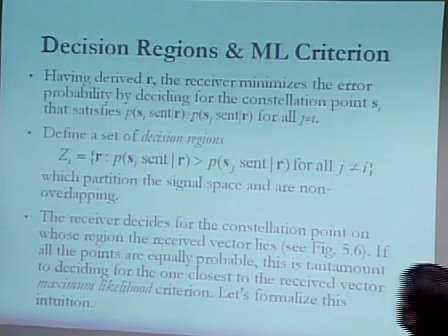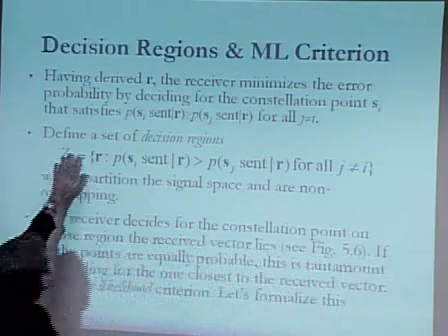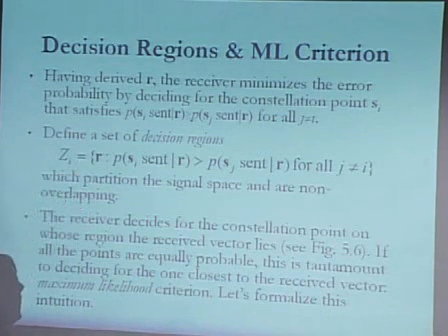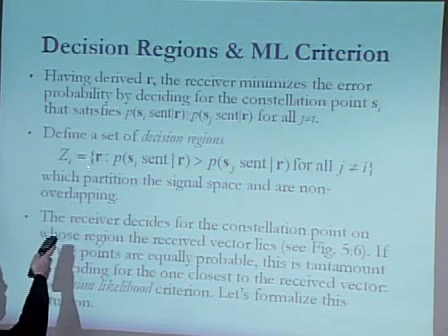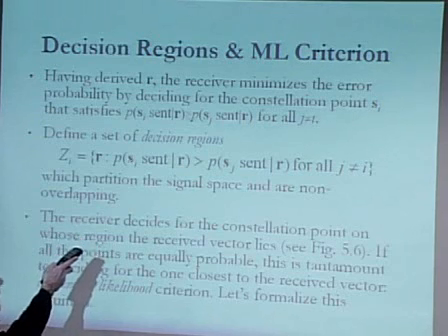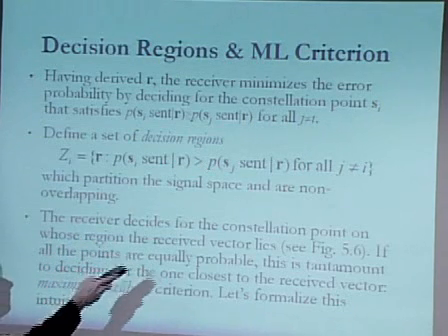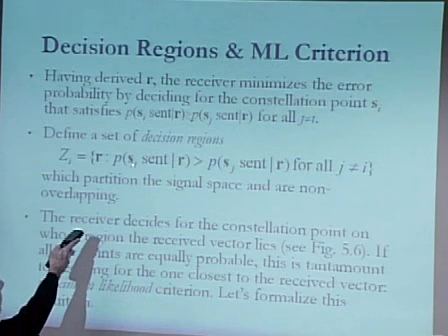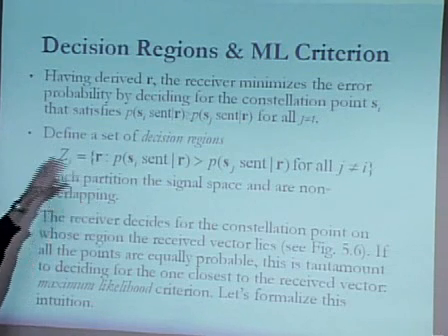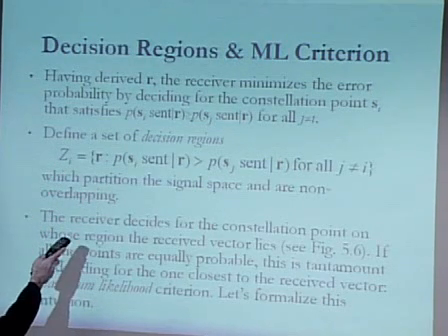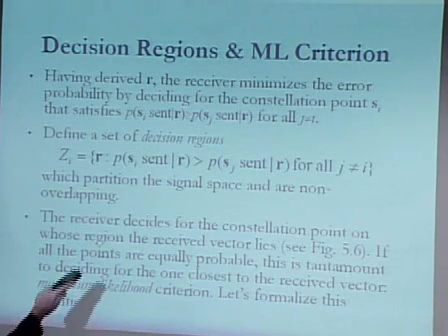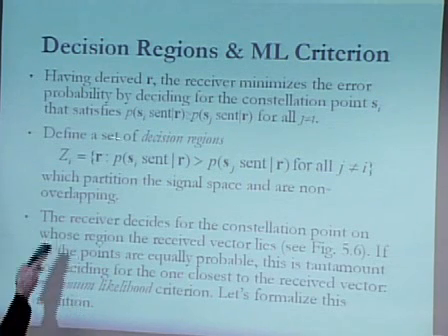So how do we make these decisions? We're going to define the set of decision regions called Z sub I. So Z sub I is going to be the region of all possible received vectors R for which the probability of S sub I having been sent is bigger than for any other point, right? So the index I here corresponds with the index I here. For example, Z sub 1 is the region of all the points for which the probability that S1 was sent is bigger than the probability that S2 was sent, or S3, or S4, or S5, given that we receive a particular R.